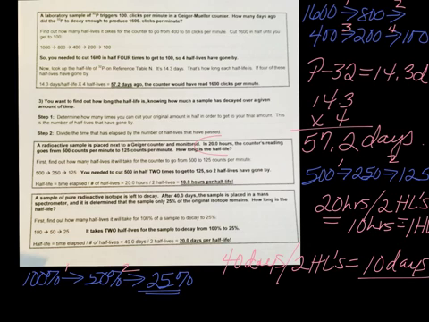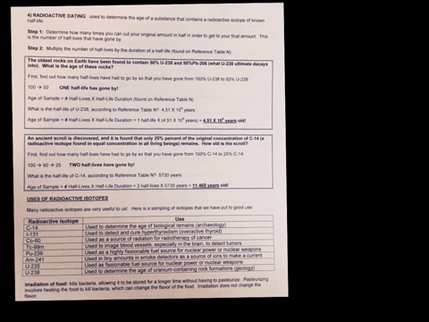That means that each half-life is 10 days. All right, one more slide left. So in this type of problem, we can use radioactive dating to determine the age of a substance, how old it is, that contains a radioactive isotope of known half-life. So determine how many times you can cut your original amount in half in order to get to your final amount. So we're going to start with our starting mass, our ending mass, figure out the total number of half-lives. And then we just multiply the number of half-lives by the duration of one half-life. We did this earlier, and that will give us our total time.